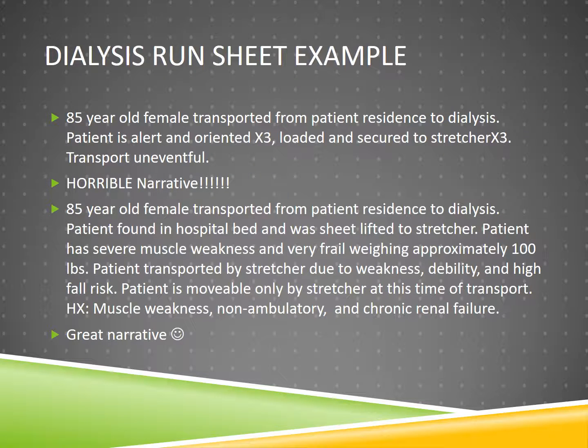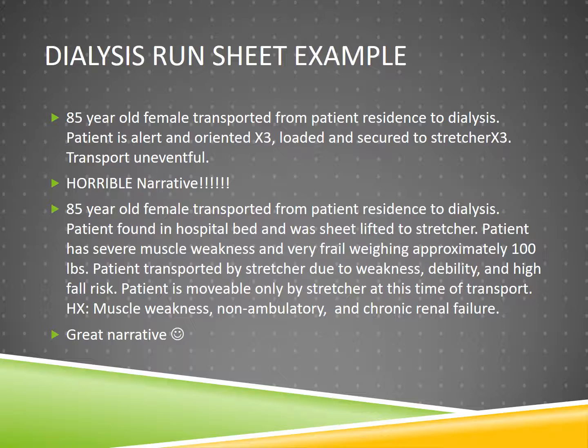Dialysis run sheet example. An 85-year-old female transported from patient residence to dialysis. Patient is alert and oriented ×3, loaded and secured to stretcher ×3, transport uneventful. Some of you may think that this is a great run sheet. Actually, this is horrible. This tells me nothing about the patient at the time of transport. For all I know, the 85-year-old female could be transported in a car. She's walking around. She's perfectly fine.